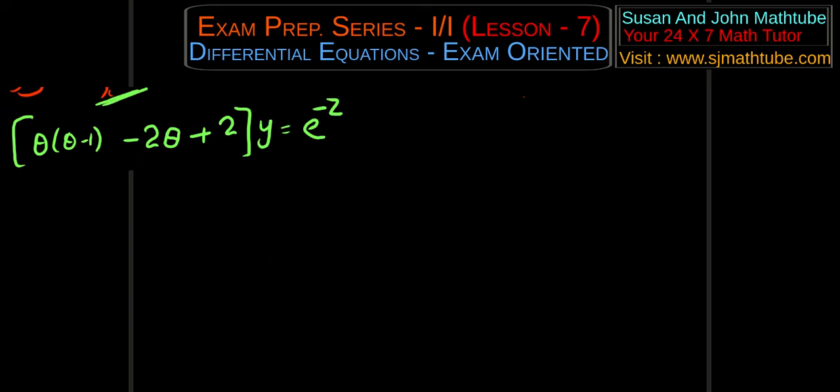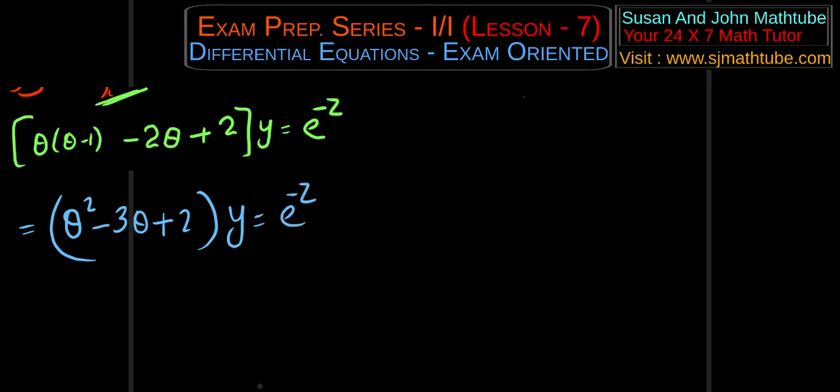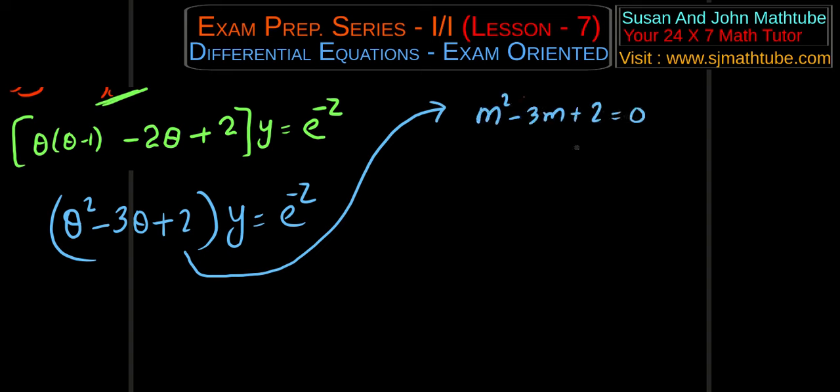Okay, so we will simplify this a little bit, and that gives me theta² − theta − 2 theta, that will be 3 theta, + 2 of y = e^(−z). Now it's an ordinary differential equation. So the auxiliary equation is m² − 3m + 2 = 0. So m = 1, 2.